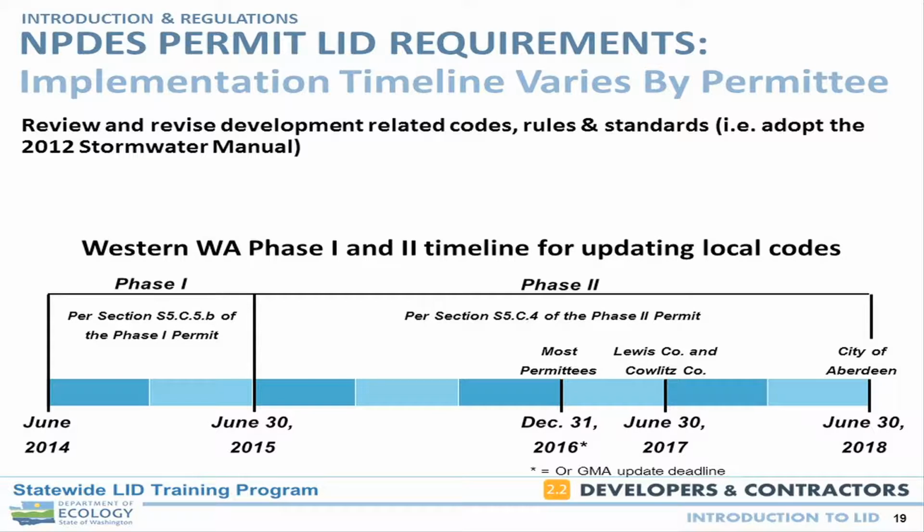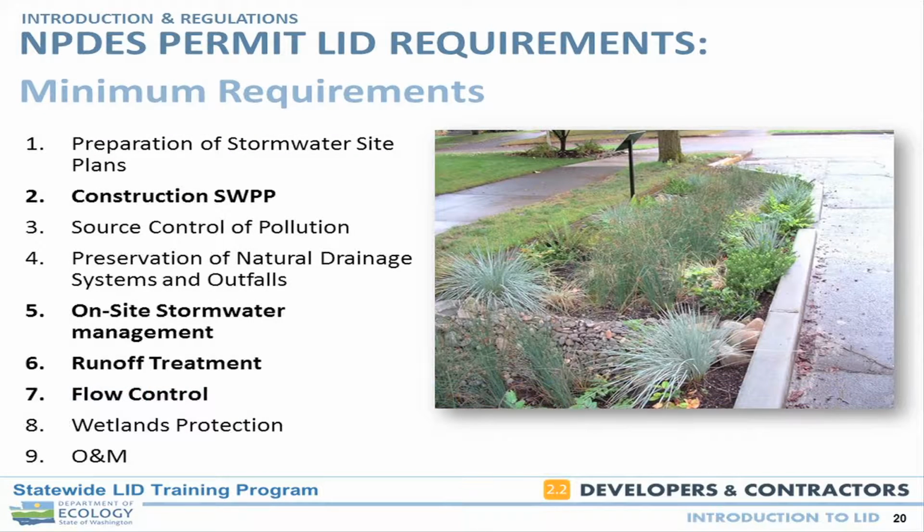And the key date there is really December 31st, 2016. There's a series of dates when certain things in certain jurisdictions, a kind of rolling implementation, but that's the one when most requirements will go into effect in most jurisdictions. Within the permit, there are a whole series of minimum requirements for development, and the ones that you see in bold are the ones we're really going to focus on in any level of detail today.